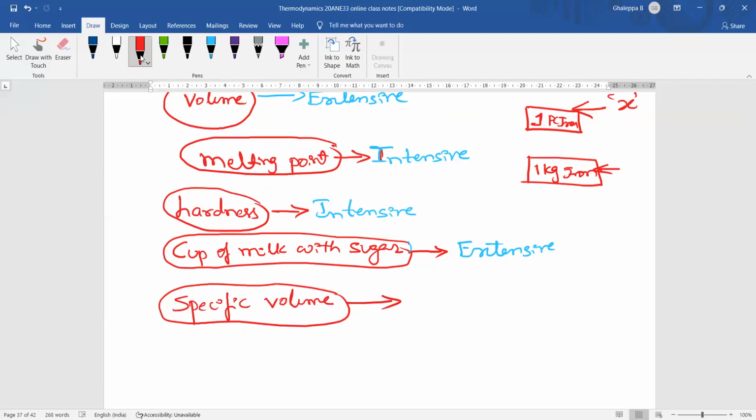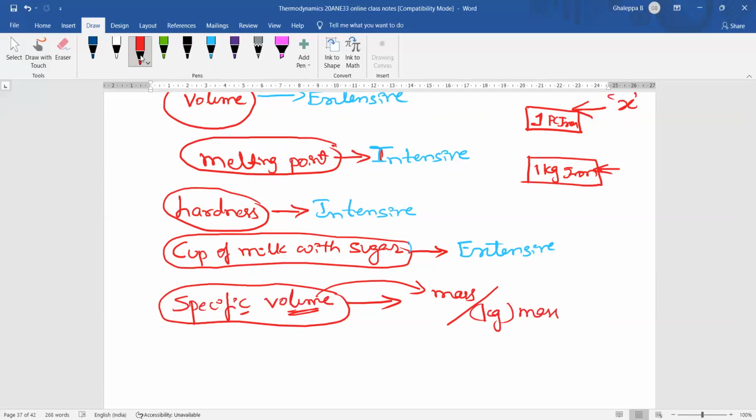Here, specific and volume, there are two words. Specific is one word, volume is another word. Volume is an extensive property. It depends on mass. Specific means always with respect to mass. We will explain with respect to 1 kg.